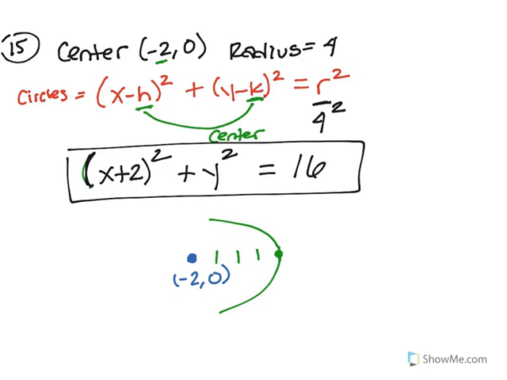Does that make sense? All you're going to do is take the radius, which is 4, go over 4 lines. And that's where you put your next dot, and it will connect it itself. Okay?